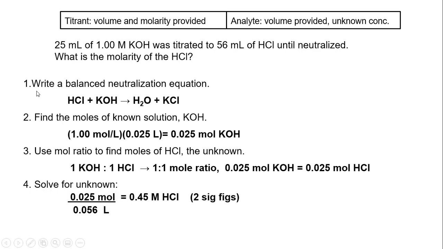Number 1 step out of 4 steps, write a balanced equation. Why? Because you need to know if this is a 1-to-1 molar ratio, and it won't always be, and you need to know that. Find the moles of the known solution. This is your titrant. Once you know the titrant, this is a 1-to-1 ratio, so now you know the moles of your analyte. You will put the analyte moles on top, the volume of the analyte on the bottom, and it will give you your molarity of your solution.